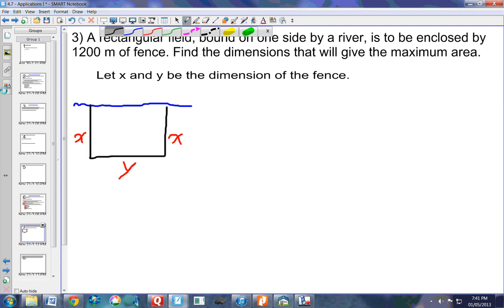Okay, thinking about it. Well, we do in the question have one clue here. So we know that the fence in total should be 1,200 meters. So that means this, this, and this. I'm not sure whether you guys can actually see that, but the x, the y, and then the y should be 1,200 meters of fencing. So I can actually set that up. So there's two x's plus the one y. And what should that equal? Well, that should equal to 1,200.